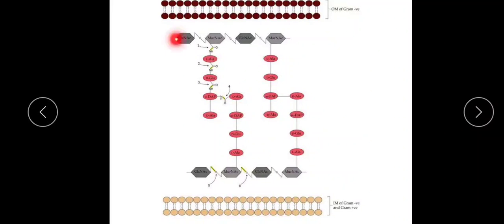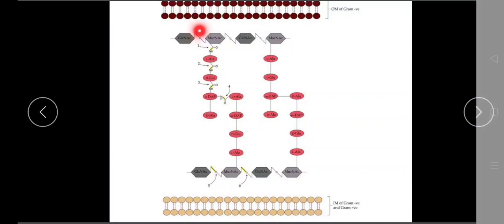NAG is nothing but N-acetyl glucosamine, abbreviated as NAG. And NAM is nothing but N-acetyl muramic acid, abbreviated as NAM. So the bacterial cell wall is made up of alternating units of NAG, N-acetyl glucosamine, and NAM, N-acetyl muramic acid. NAG and NAM are connected with a beta-1,4 linkage. The bond between NAG and NAM is a beta-1,4 linkage.